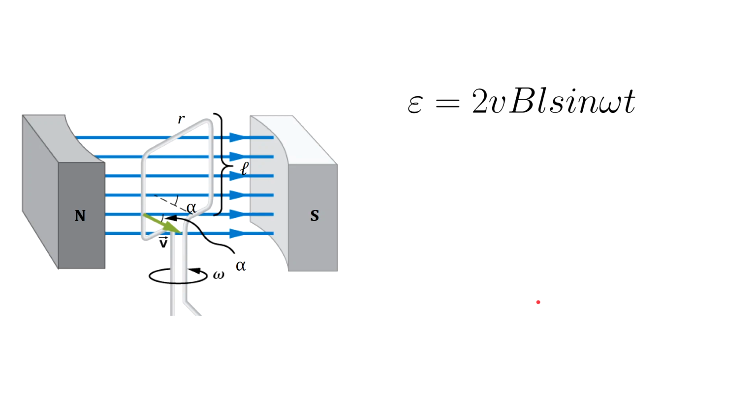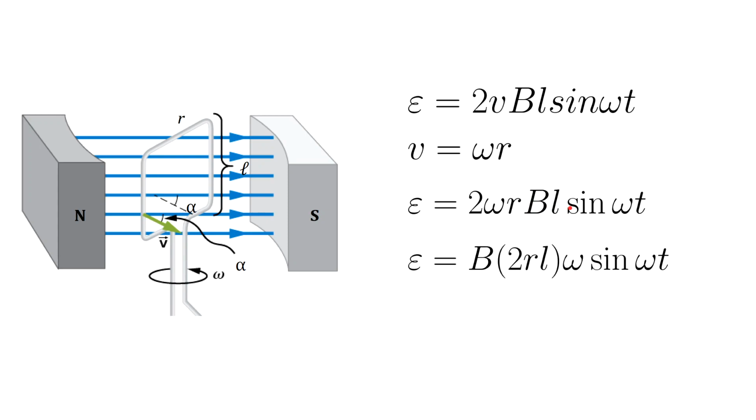Well, here the V, the velocity of the side wires, can be expressed as angular speed times the radius. So V is equal to W times R. And if we put this into the equation, we have this kind of expression, 2 WR BL sine Wt. And if I rearrange the terms here, I get this, B times 2R times L times W times sine Wt.